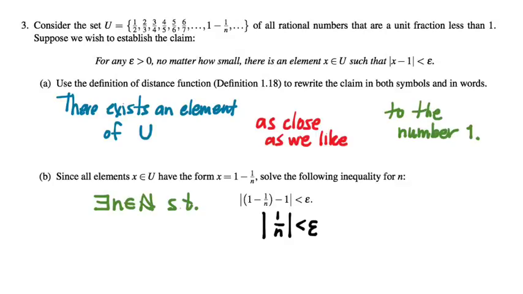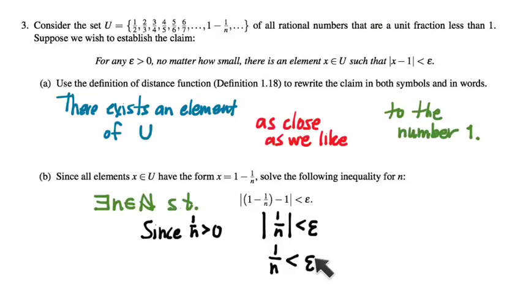We're trying to solve this inequality to get n by itself. So what do you do from here? First of all, how do we deal with the absolute value? How do we know that the absolute value is irrelevant here? Because n is a natural number, in particular n is greater than 0, and therefore 1 over n is greater than 0, and therefore its absolute value is equal to itself by definition of absolute value. So we have 1 over n is less than epsilon.